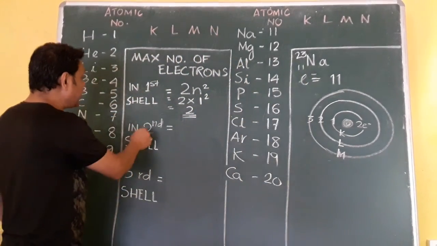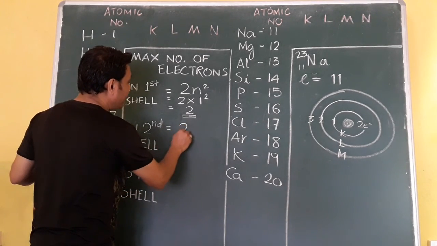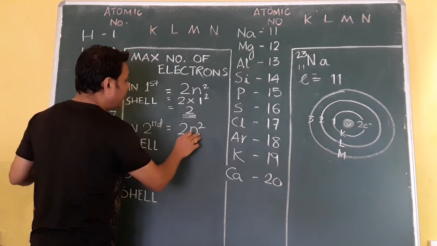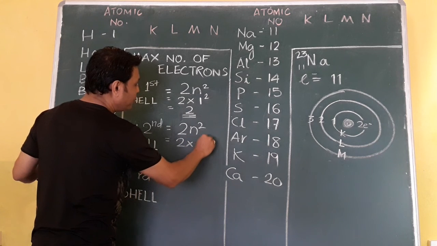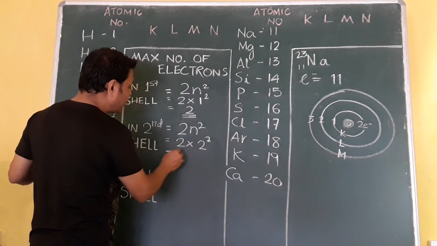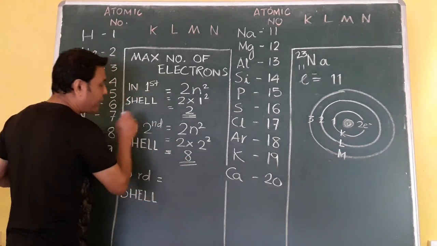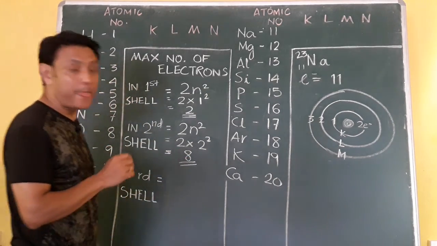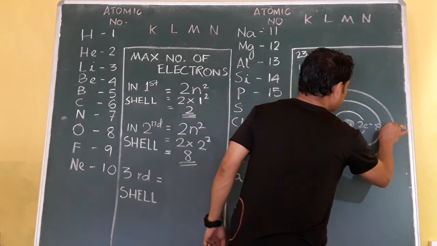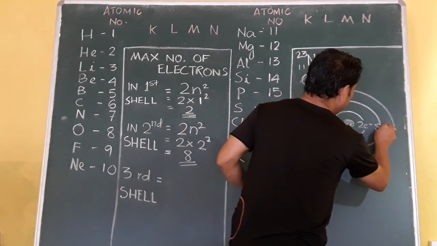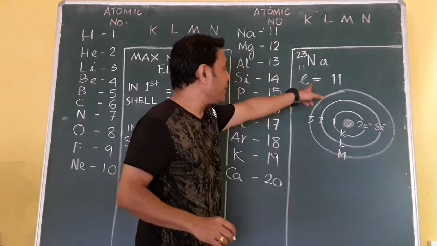In the second shell, again we use the formula 2n squared. N represents the shell. So 2 into 2 squared. 2 squared is 4, 4 into 2 is 8. So the maximum number of electrons in the second shell is 8. So we have 8 electrons in the second shell in the sodium atom.